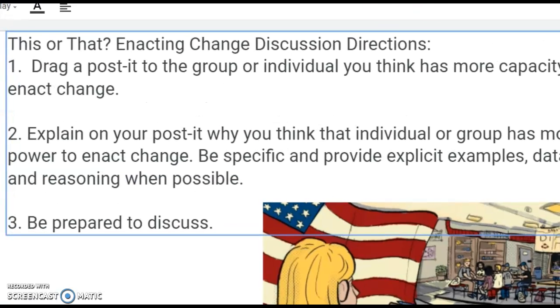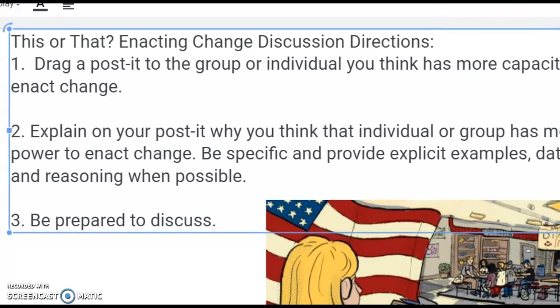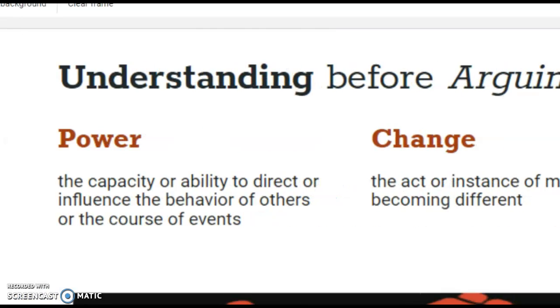So you're going to drag a post-it into the group or individual you think has the capacity to enact change more. And then on the post-it, you'll describe why the individual or group has more power to enact change. Be specific and provide explicit examples, data, details. If you run out of space on the post-it, just add a second post-it.